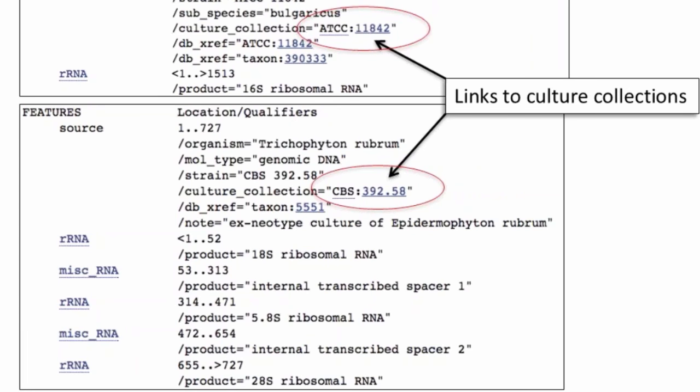that causes things like athlete's foot and things like that. And here you can see a link to the CBS database in the Netherlands, and you could order the culture from there. And then, of course, you can see on the feature table the various things that are there, the RNA genes plus the ITS regions. We'll come back to that a little bit later on.